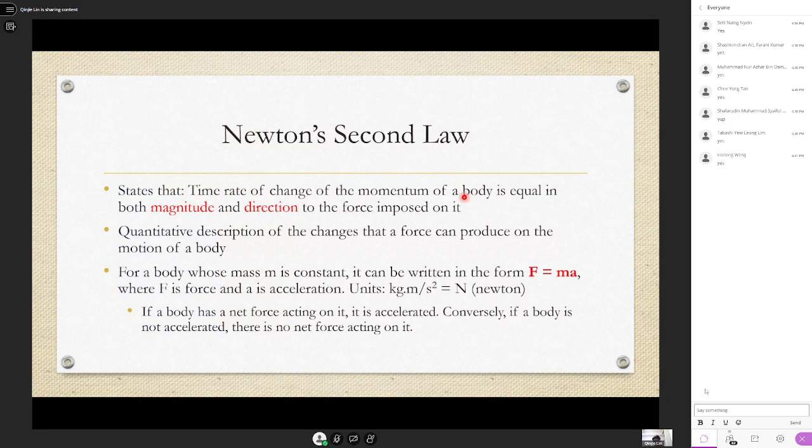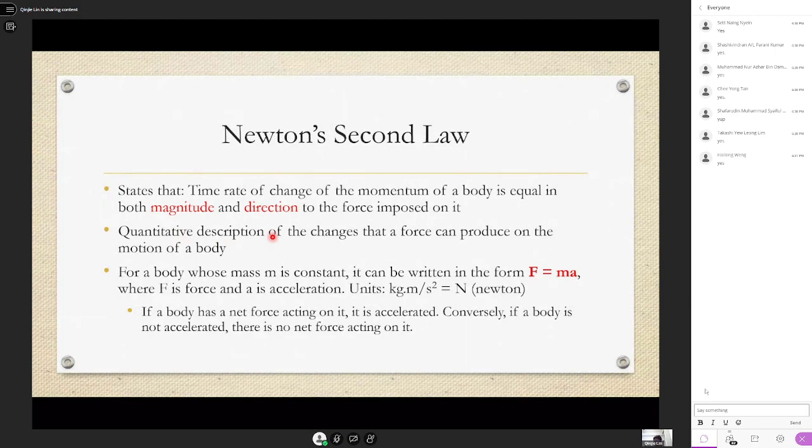If you are doing physics for the first time, this whole statement will seem a bit foreign to you, because at this point we haven't learned the concept of momentum yet. We haven't learned the definition of momentum, but no worries. For now, we will have a more simplified version of the second law. It is said to be a quantitative description.